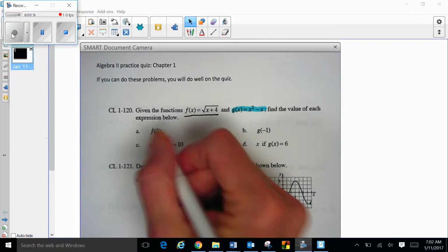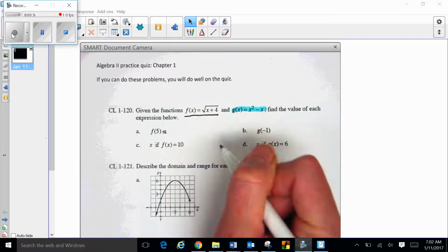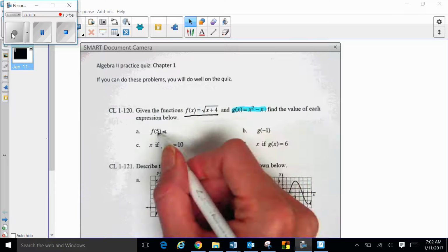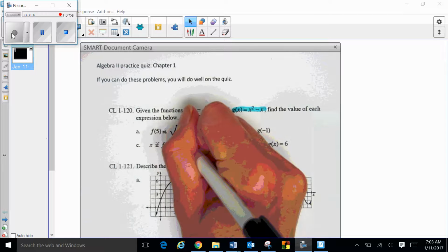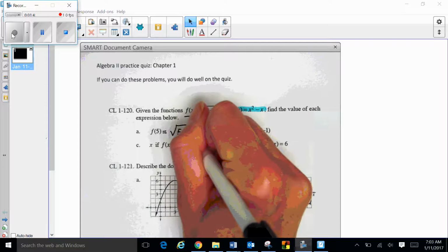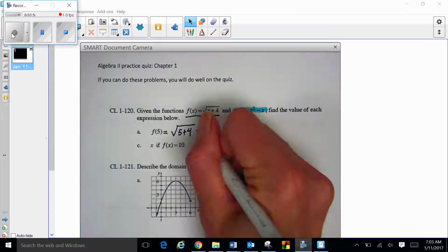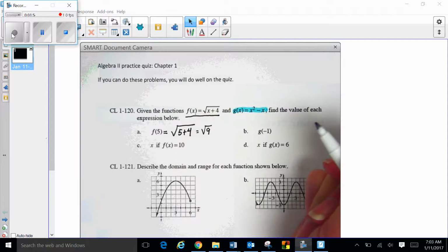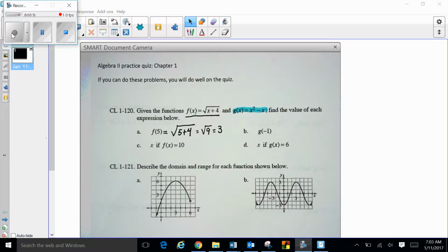So on A, where it says f of 5, it means it wants me to fill 5 in anywhere I see x in this f of x function. Well, I've already got f of 5, so I'm going to say that it equals the square root of 5 plus 4, substituting the 5 where the x was. Well, 5 plus 4 is 9, so we have the square root of 9. You can easily use your calculator for this, but many of us know that the square root of 9 is simply 3.